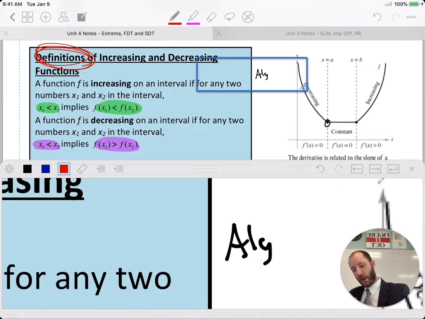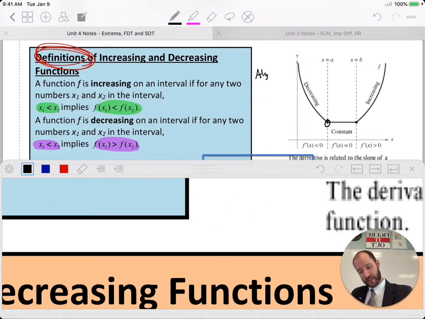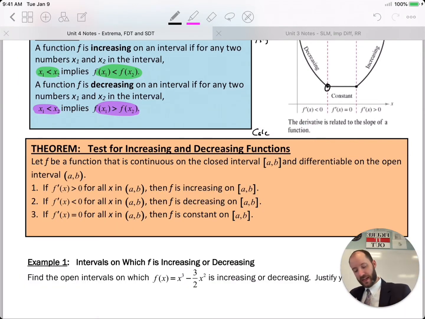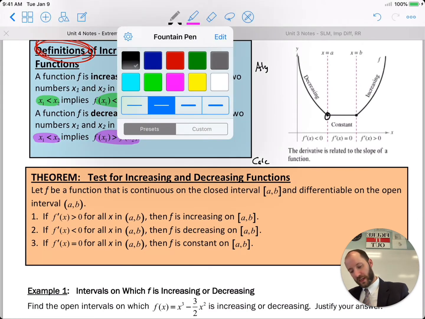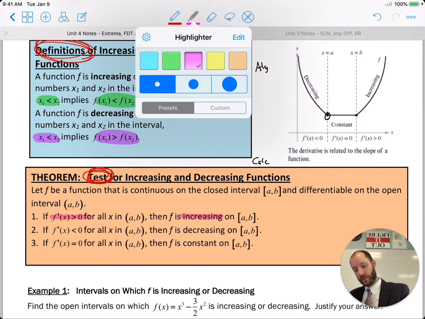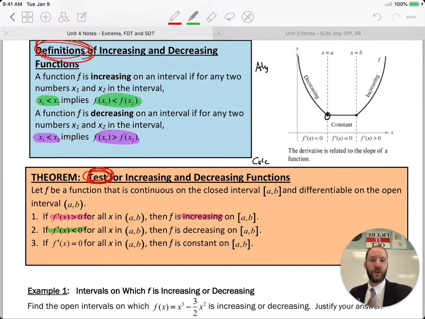Okay? Our test for this, and the test uses calculus, says rather than looking at inputs and outputs, look at derivative values. If your derivative is greater than 0 in an open interval, then it's increasing in the open interval. If your derivative is less than 0 in an open interval, then you're decreasing on the closed interval. And if your derivative is 0, then your function is constant on the closed interval.